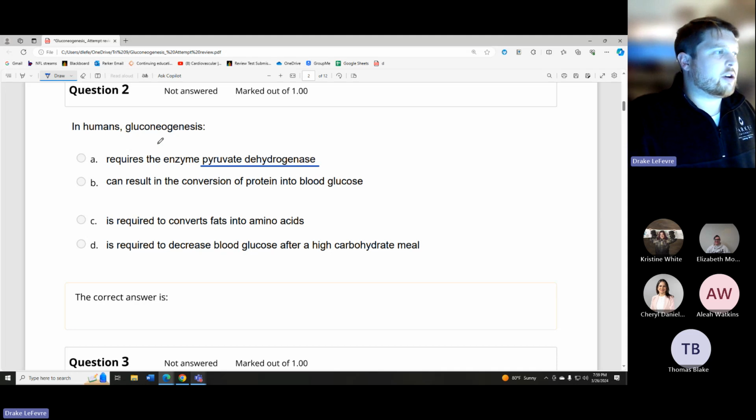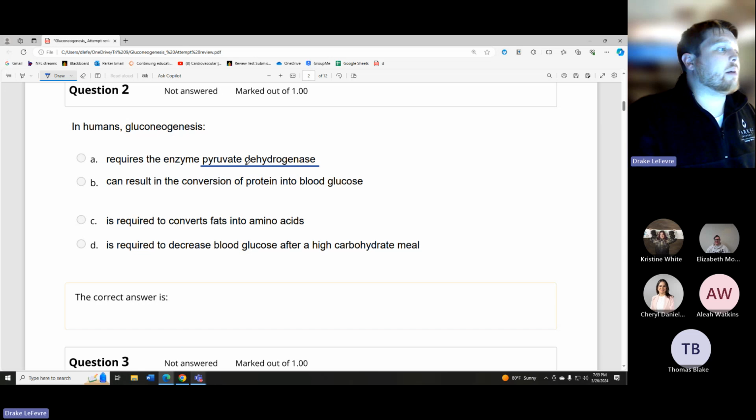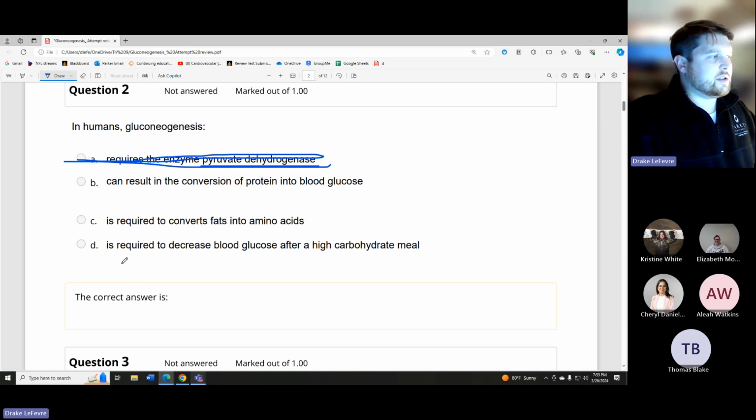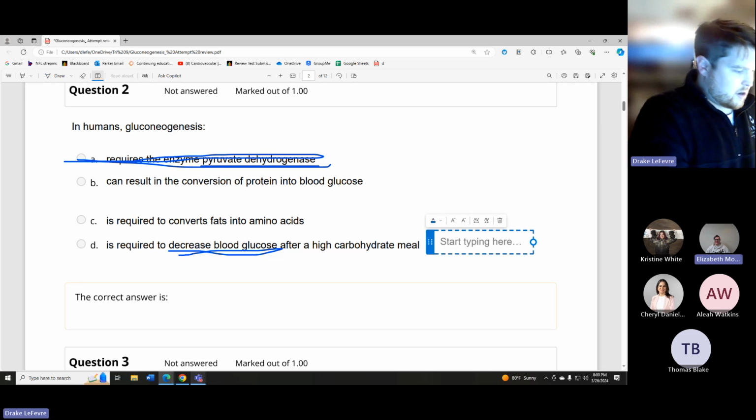In gluconeogenesis we're trying to go backwards, not forwards, so pyruvate dehydrogenase will take us forwards rather than backwards. Let's look at D. D is required to decrease blood glucose after a high carbohydrate meal. What is responsible for decreasing blood glucose after a whole bunch of glucose enters our bloodstream? Insulin. All right, that's our insulin.